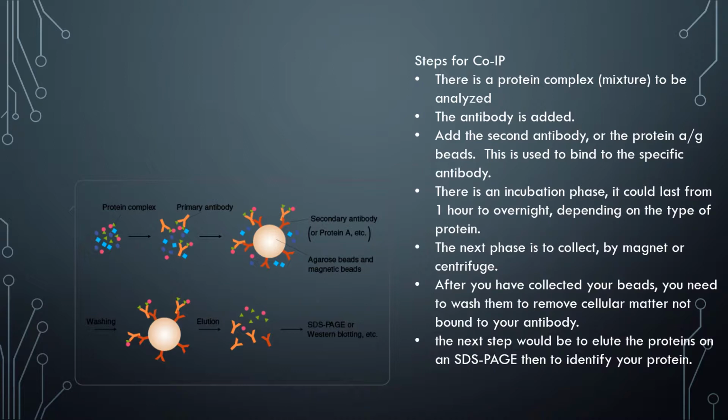The next phase is to collect the protein by magnet or centrifuge. And after you have collected it, you need to wash to remove the cellular matter not bound to the antibody. And then the next phase would be to elute the protein on an SDS-PAGE to identify the protein that you're looking for, or to do the blotting, the immunoblotting.